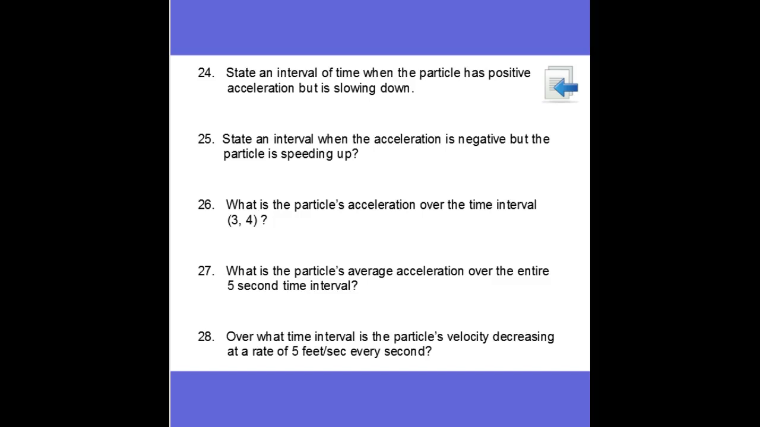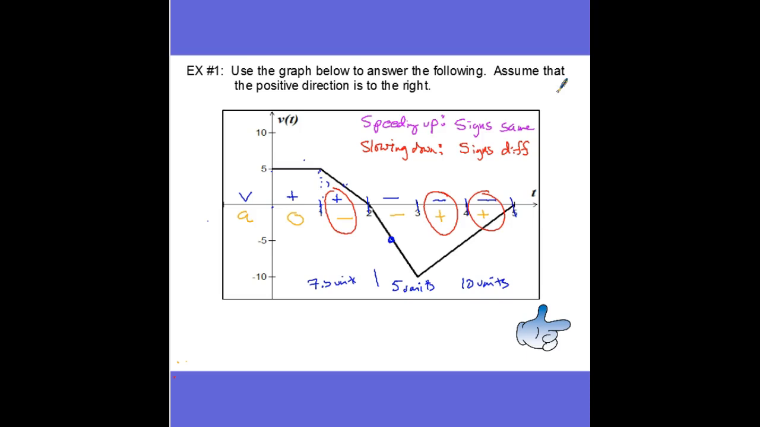Alright, number 24 says state an interval of time when the particle has positive acceleration but is slowing down. So let's take a look. That's going to happen when the acceleration is positive and the velocity is negative. And so we just need to look at our sign chart that we made and determine where we have a positive acceleration and a negative velocity.